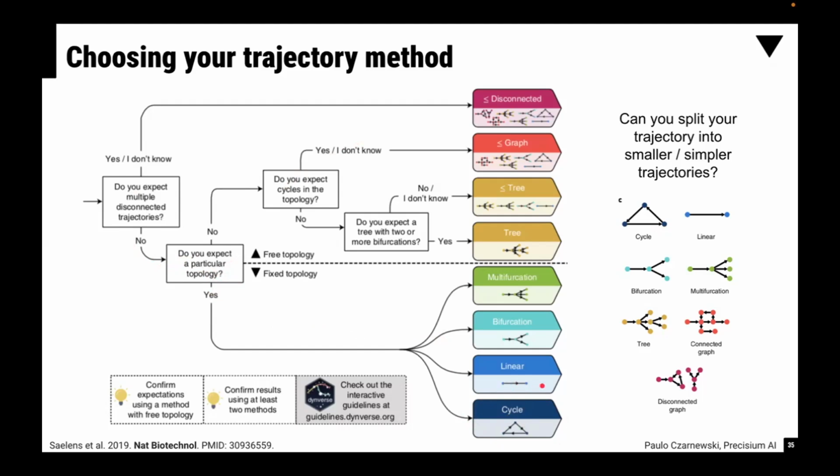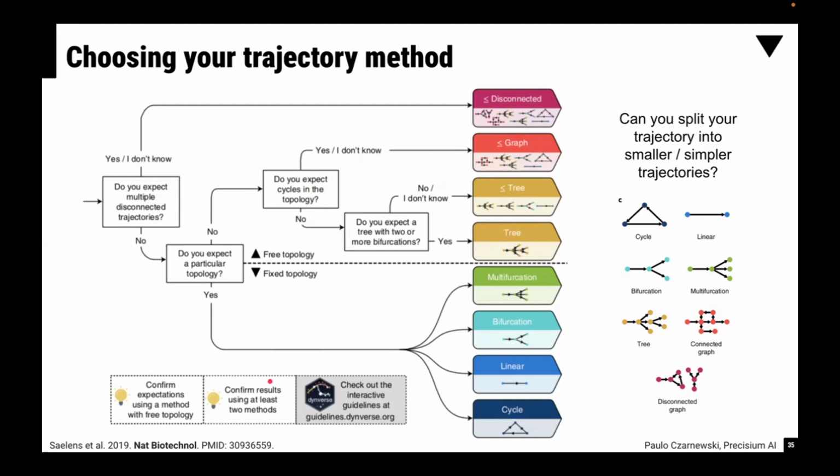Is it a linear trajectory or a bifurcation or a multifurcation? Like in the bone marrow, you probably will go through either of these ones, or a little bit on the trees as well. If you do expect cycles in the topology, and it's a complex topology, like for the embryonic neuroprogenitor cells, which have the cycle and then differentiate into other cells, then you probably should go to a graph topology. If you don't expect cycles, then you can just go for a tree topology, which is basically one of those two.